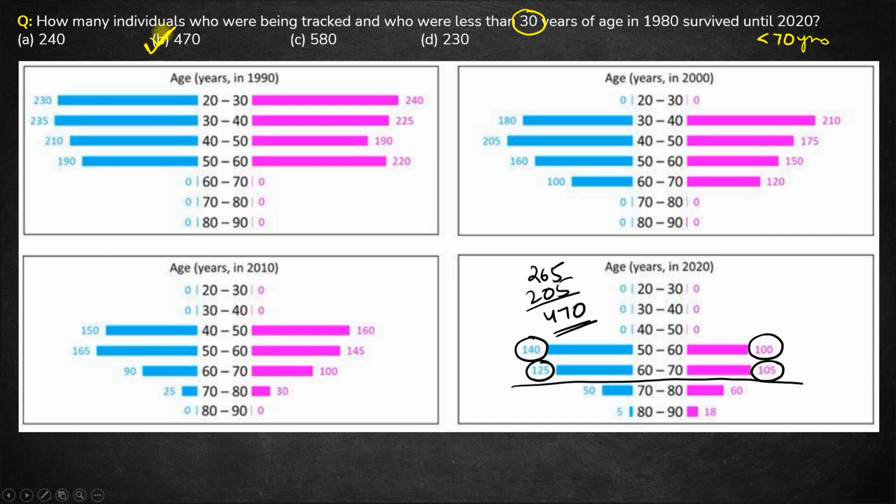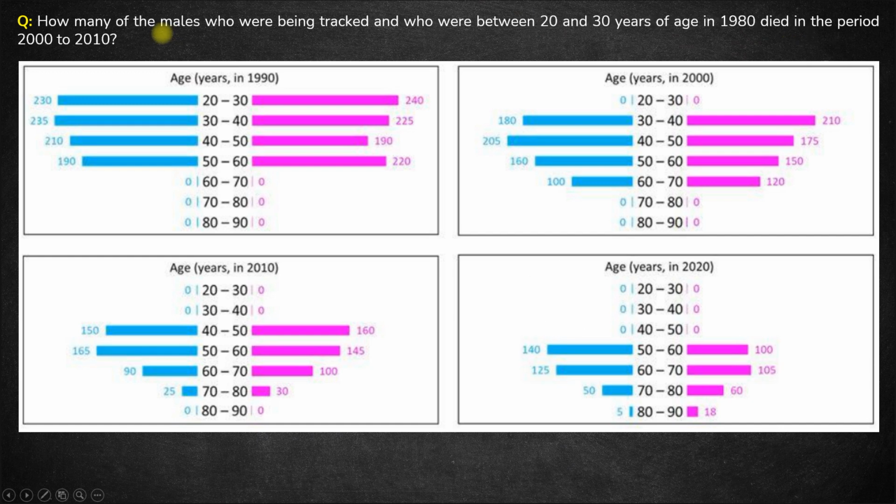Okay. Moving on to the next question. How many of the males who were being tracked and who were between 20 to 30 years of age in 1980 died in the period from 2000 to 2010? Okay, so we're not looking at the total number of people who died. We are looking at those people who died between 2000 to 2010 and who were in this age bracket in 1980.